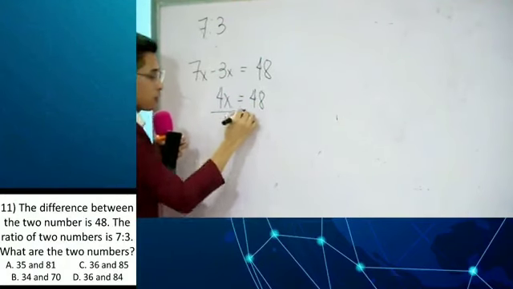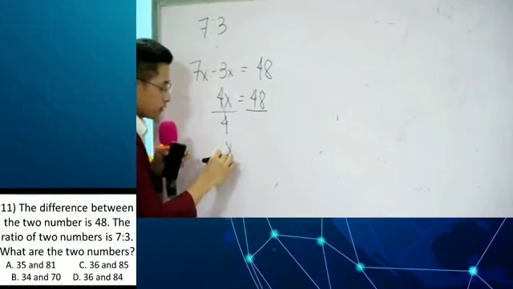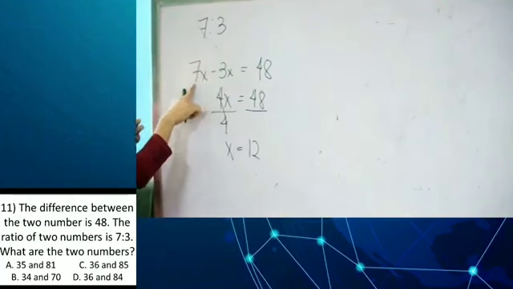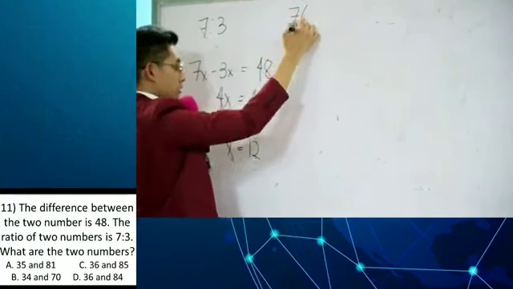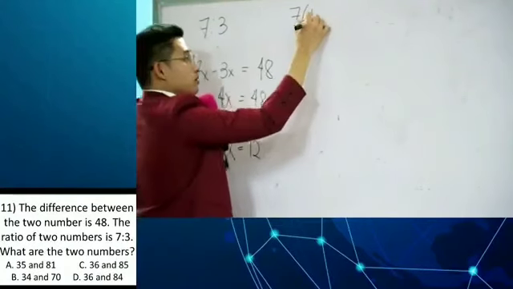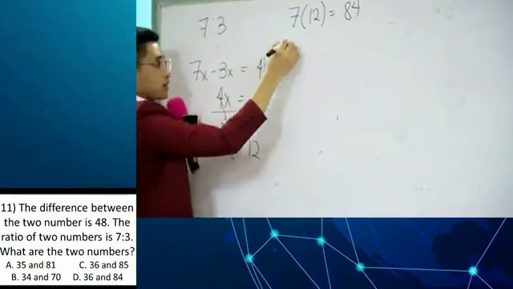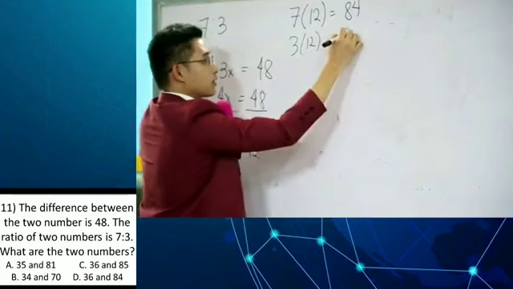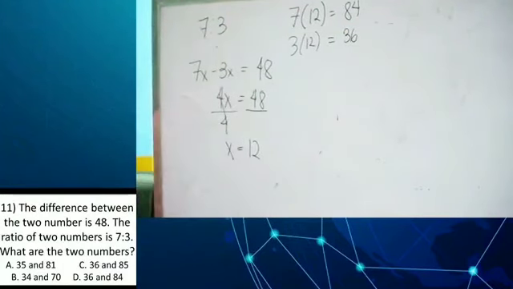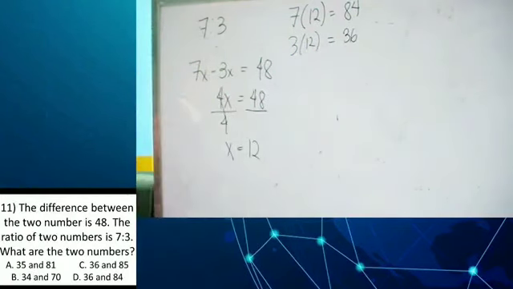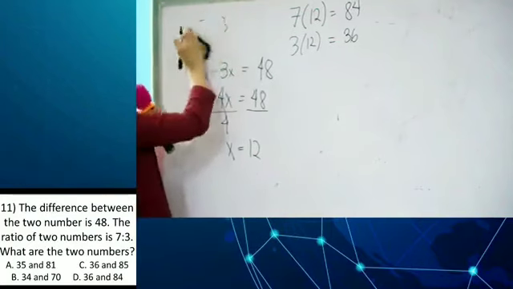So divide both sides by 4. So our x is 12. Okay? So what are the two numbers? So yung first number natin is 7x. So 7x, substitute natin si 12. So 7 times 12 is 84. How about 3x? So 3 times 12 is equal to 36. So therefore, these two numbers are 84 and 36. Okay, that's it. So kung gusto niyo siyang i-check, i-subtract niyo lang itong two numbers na ito and the answer should be 48. Okay, next question.